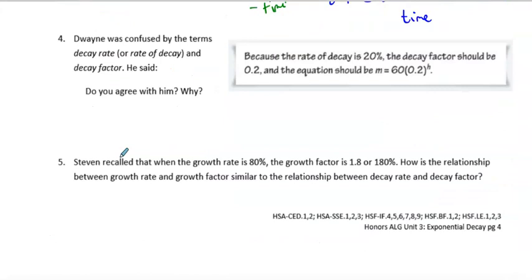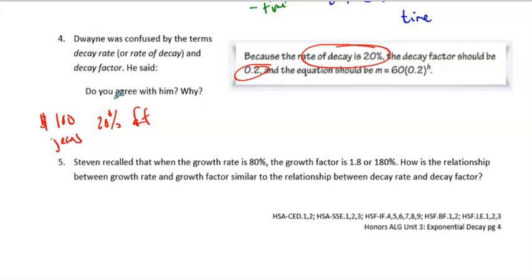So we got Dwayne, and Dwayne was confused by the terms, and do you agree with him? So because the decay rate is 20%, the decay factor should be 0.2. That's not true, right? The decay rate is 20%. So imagine going to the mall and you're buying a $100 pair of jeans and it says 20% off. Well, are you going to the cashier and saying, here's 20 bucks?